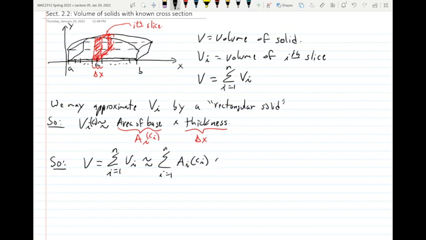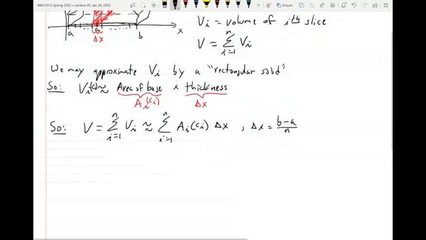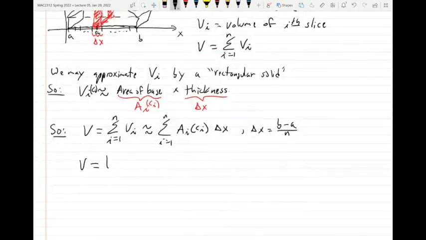A(c_i) times delta x, and remember that here delta x is, as usual, (b minus a) over n. Same thing that we did when we were talking about areas. If you want to calculate the volume, we can take infinitely many slices, and that means we take the limit as n approaches infinity of this expression. So the volume equals the limit as n approaches infinity of this expression.